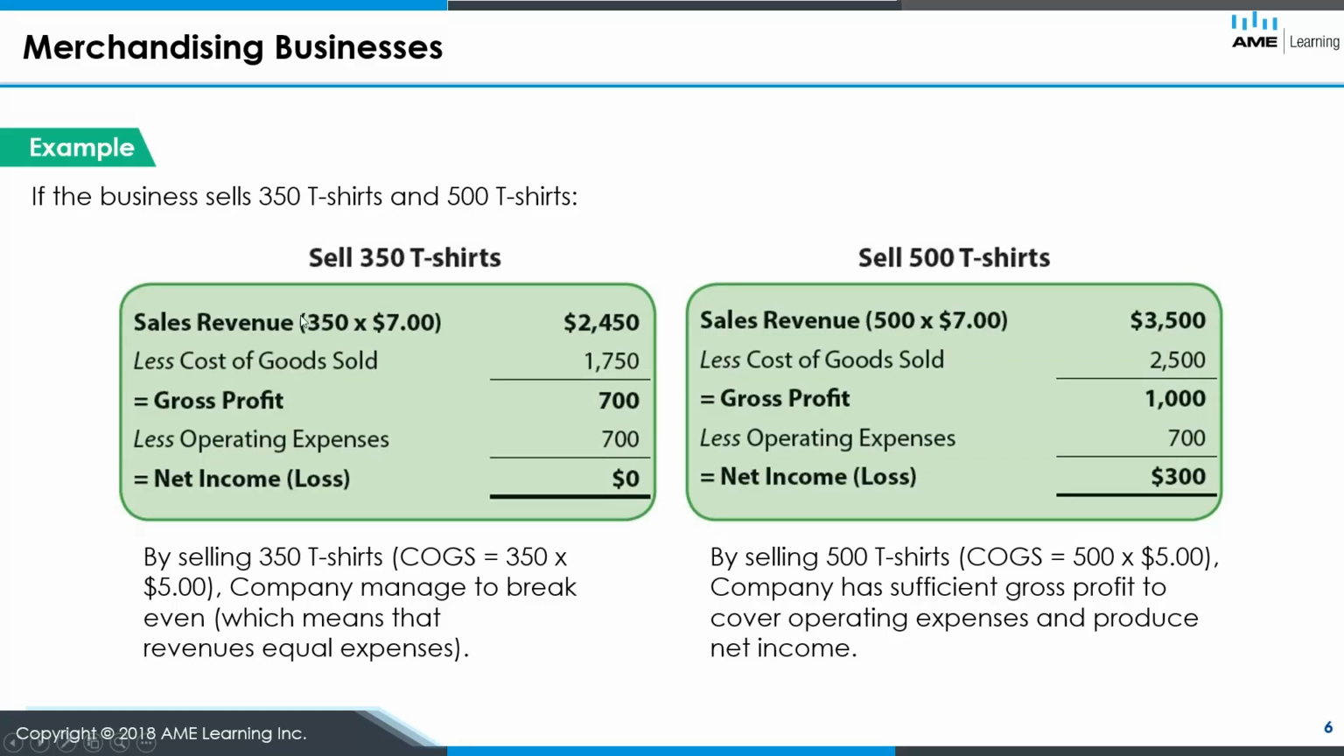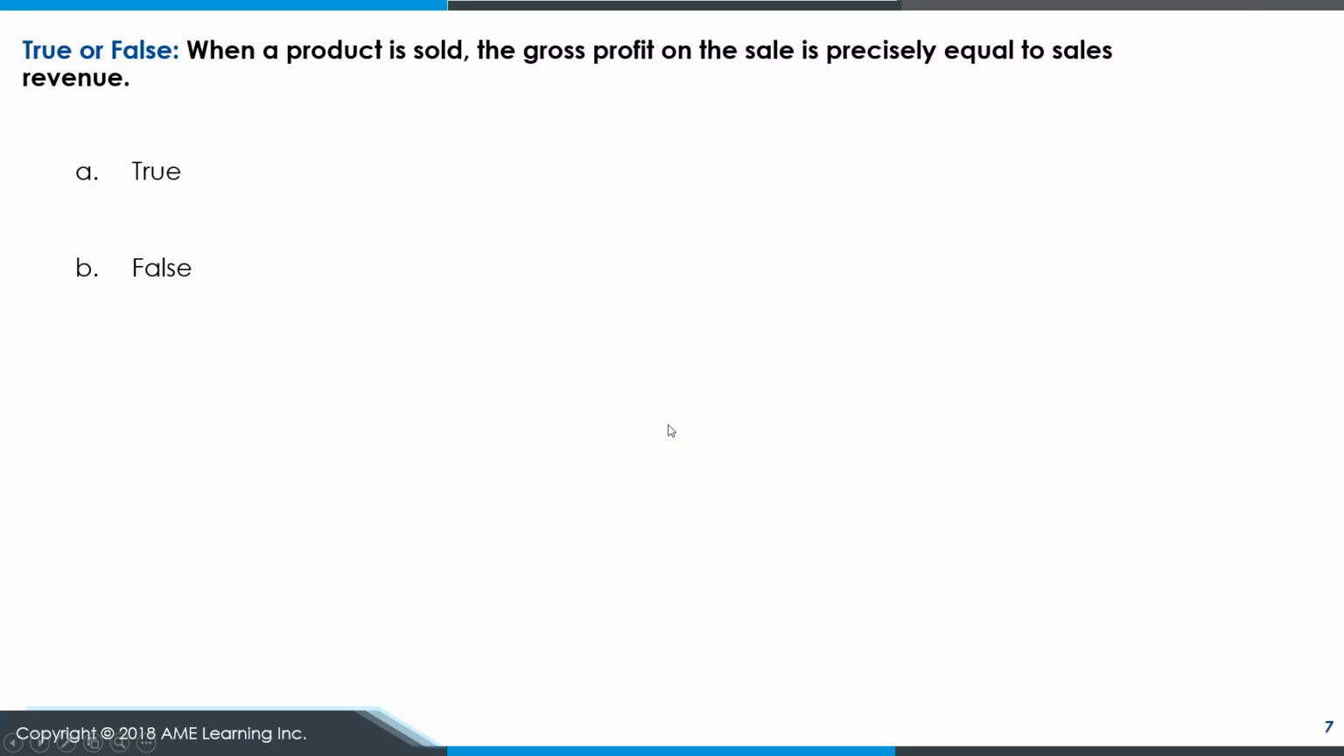Here's an example of just changing the numbers a bit. So you can see if we sell 350 shirts, we're breaking even essentially. If we sell 500, we're making a profit. So this is just a further example of showing you how the revenue and gross profit are calculated, and just some context there.